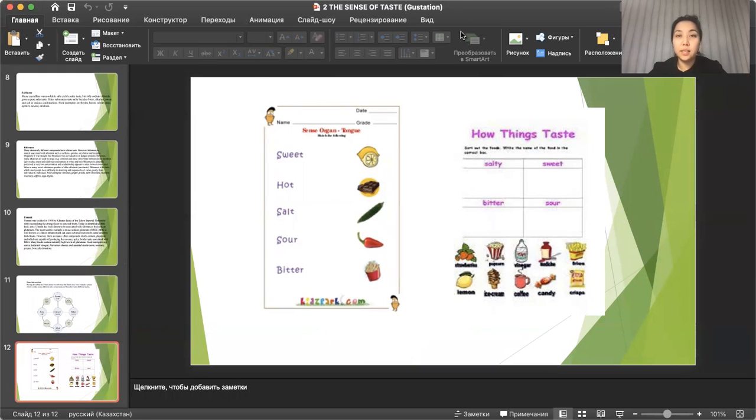So the second lecture we have finished, and now we are going to talk about lecture number 3, about the sense of smell.